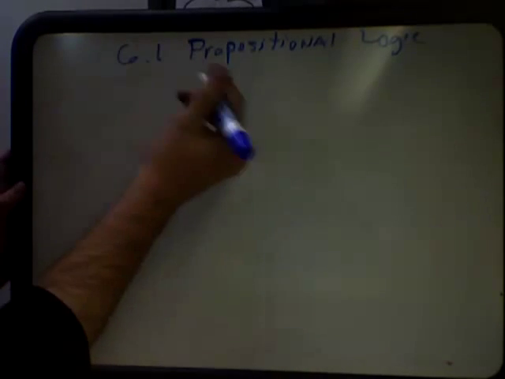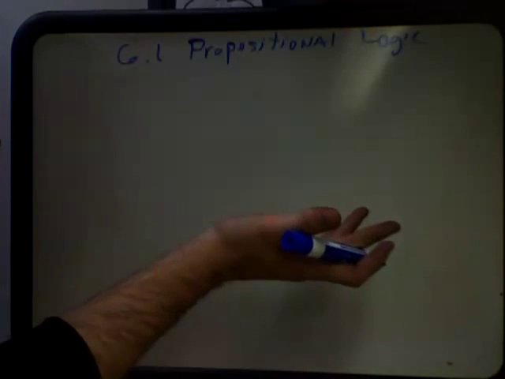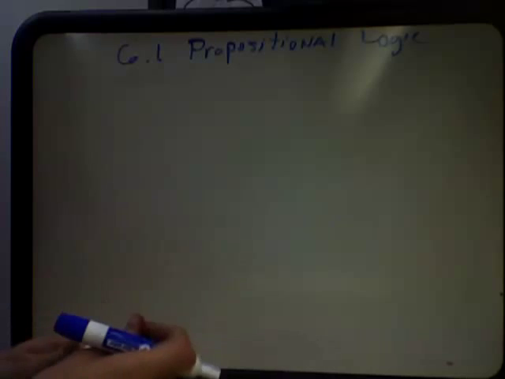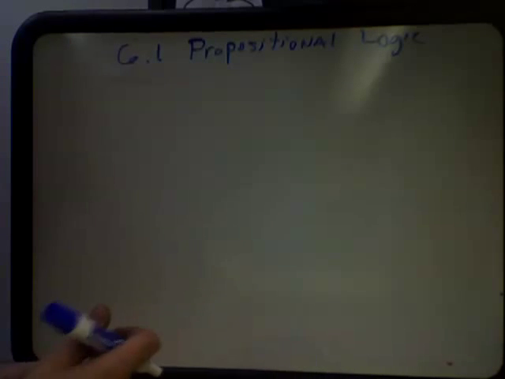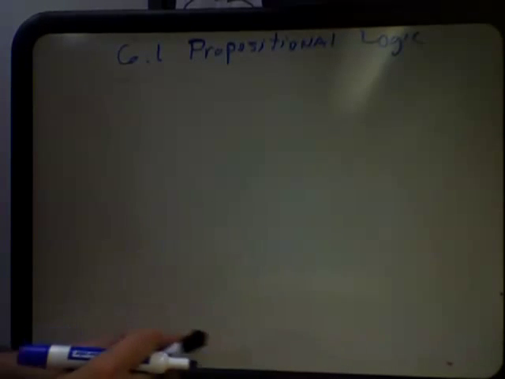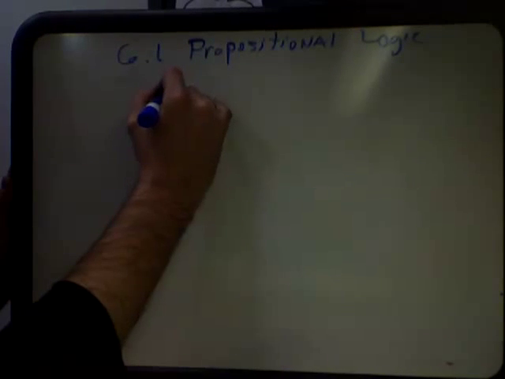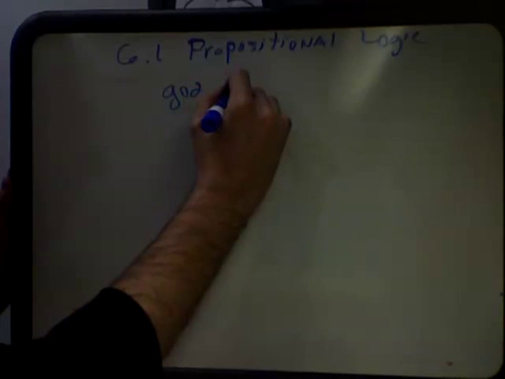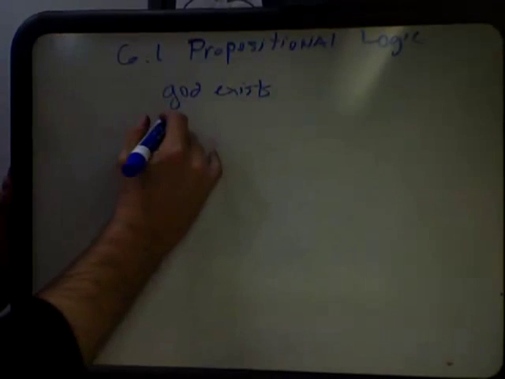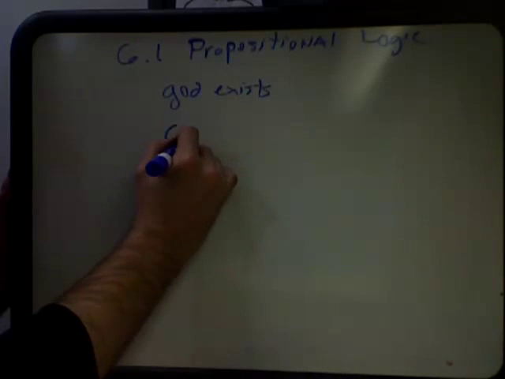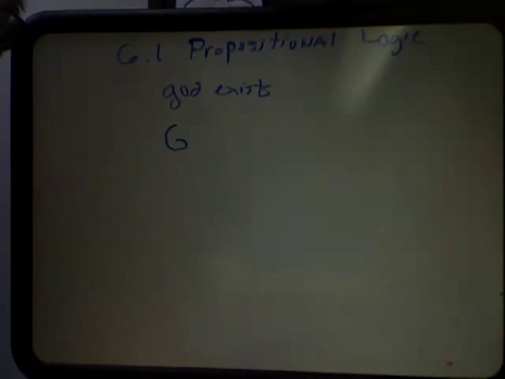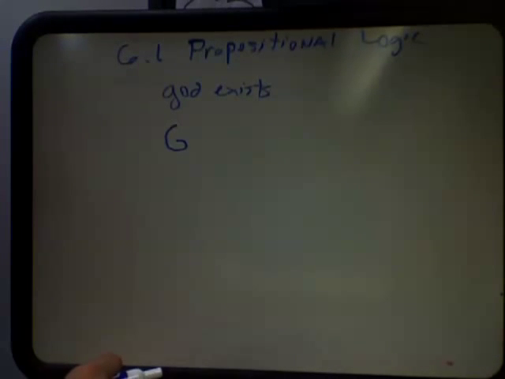So let's begin with a very easy one. Since this is a philosophy class, think about something that philosophers often debate and argue about, which is namely the existence of God, right? So let's take the basic proposition, God exists. We can symbolize that with a very simple letter, just G, right? God exists.